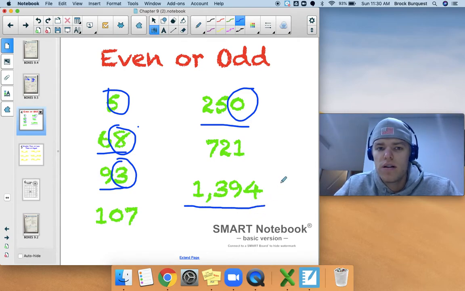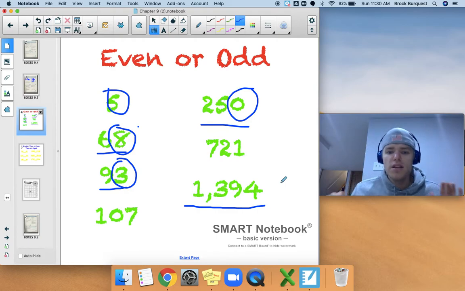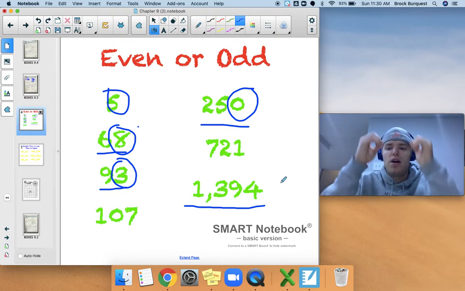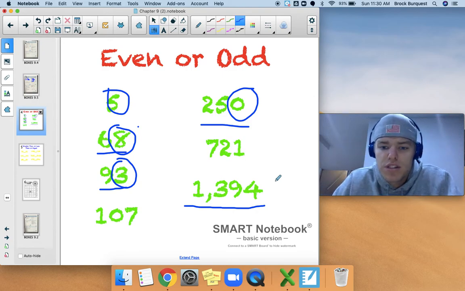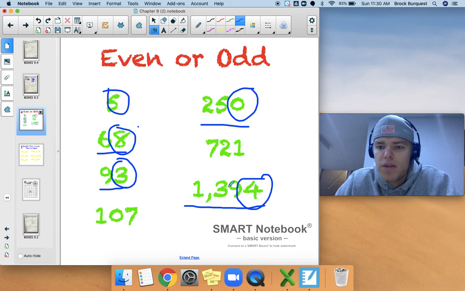Now we're going to jump down to this one right here, 1,394. Write down odd or even. Okay, don't get worried how big the number is. We always look at the last number, which is the 4, and that's even. So you don't have to worry about how big the number gets. Okay, if you said even, you'd be exactly right.